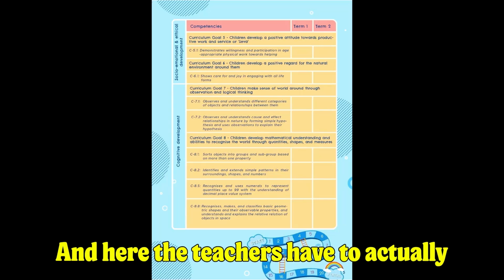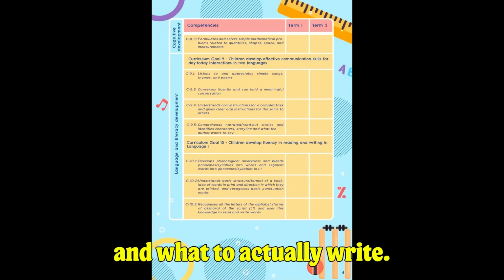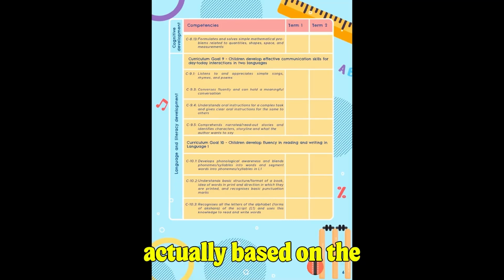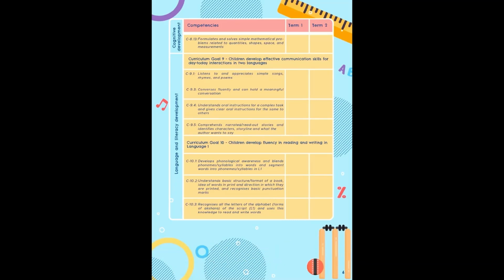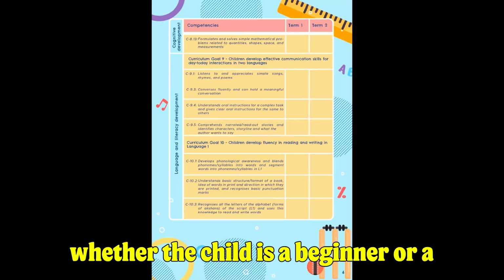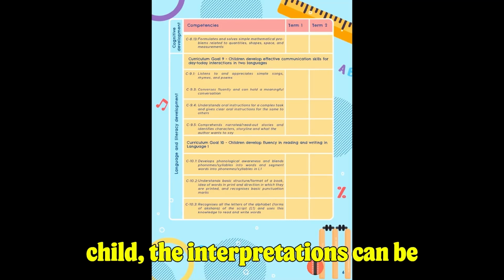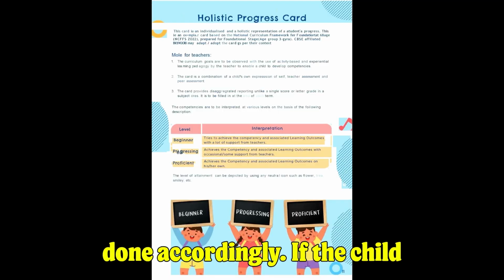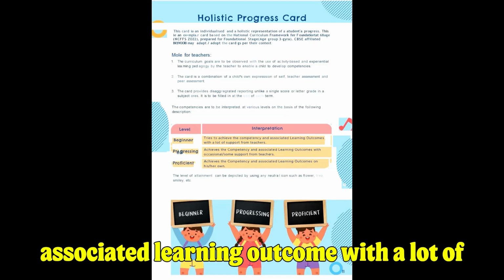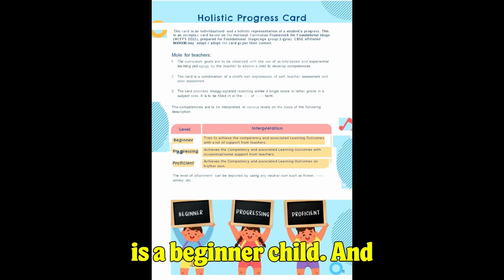Here the teachers have to understand how to observe a child and what to write. Based on the level and the interpretation, whether the child is a beginner, a progressing child, or a proficient child, the interpretations can be done accordingly. If the child tries to achieve the competency and associated learning outcome with a lot of support from the teacher, then the child is a beginner child.